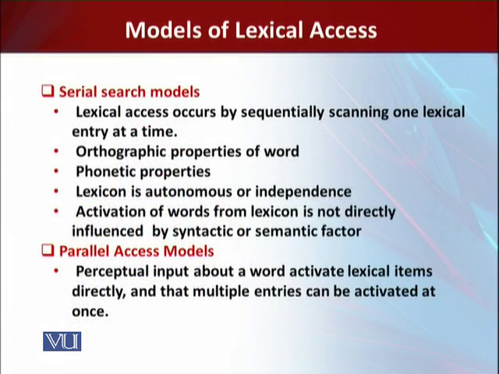Looking at the serial search model, we will look at the factors that come under this model. Now this model is one of the earliest and most influential models, the autonomous search model of Forster's, in the years 1976-79. In this model, the word recognition system is divided into several different components. One is devoted to the orthographic properties of the word. Another is to the phonetic properties.